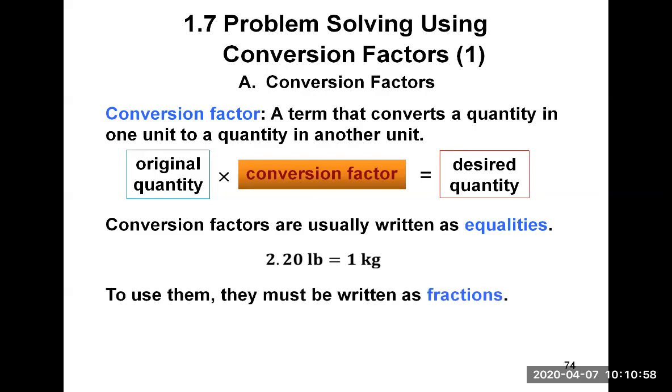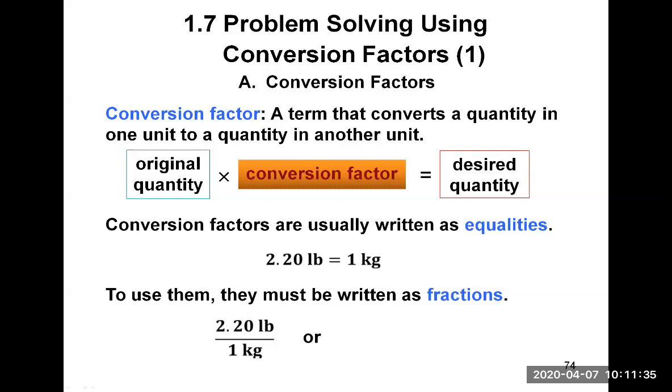And so that's one of the conversion factors. We write them as fractions. The first conversion factor that we can write from this equality is 2.20 pounds over 1 kilogram. Because we demonstrated that this is equal to 1, multiplying your original quantity by a conversion factor is equivalent to multiplying by 1. So it really only changes the unit, and it does not change the measurement otherwise.